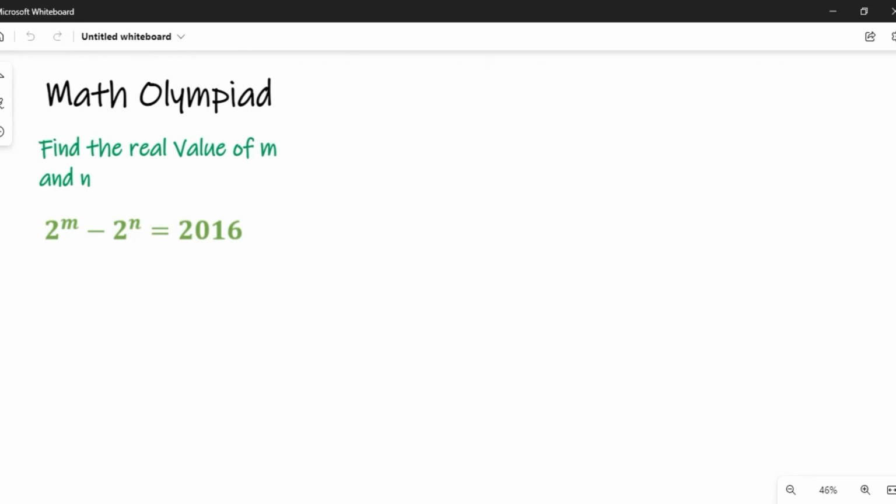Find the real value of m and n in the exponential equation 2 raised to power m minus 2 raised to power n equal to 2016.